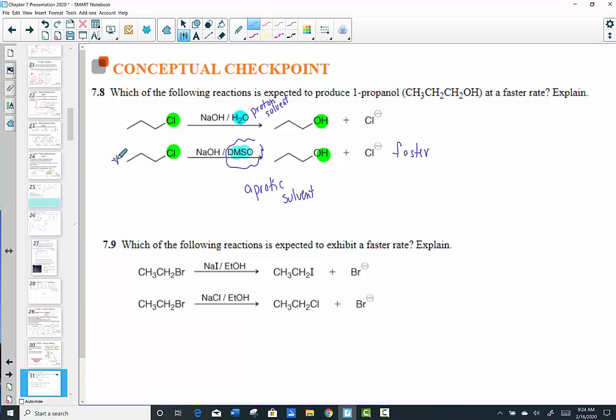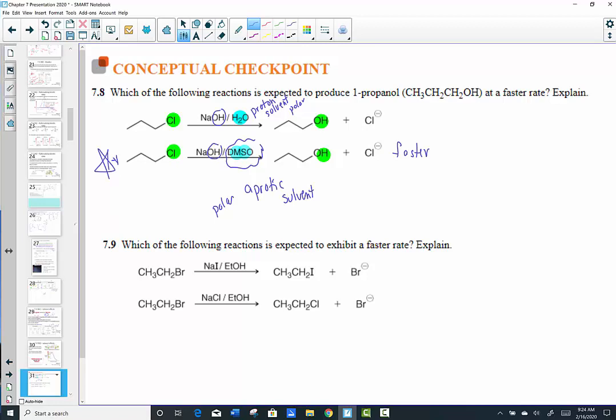So we had a primary alkyl halide. We have the presence of a strong nucleophile. Those are all the same. The only difference in this question is the selection of the solvent. We want to select a polar aprotic solvent over a polar protic solvent, and that is equation number 2.